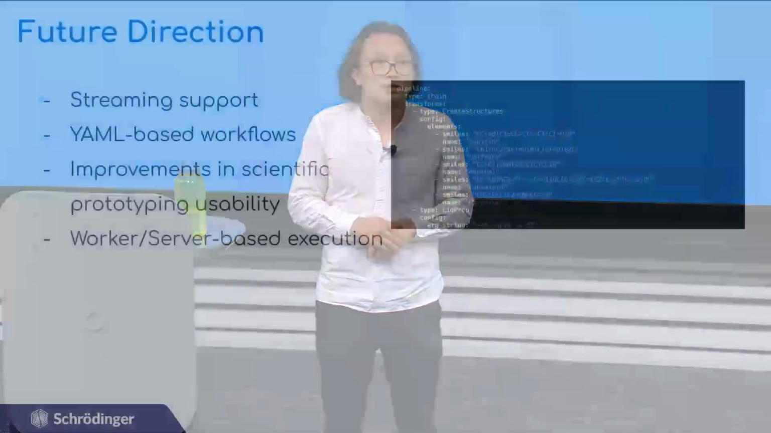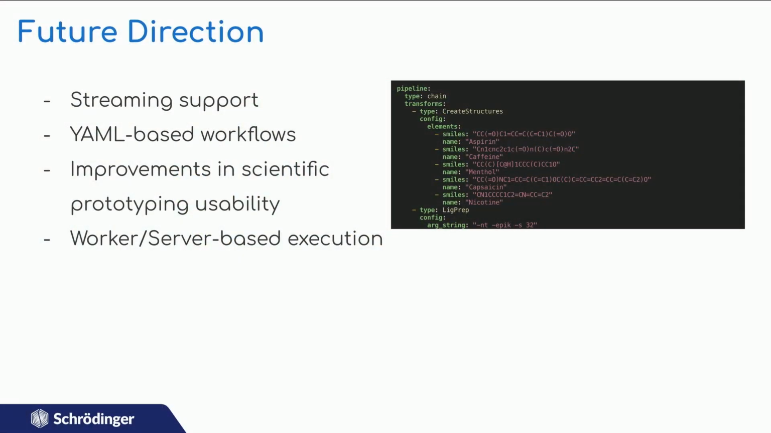So, future direction. The Beam runner that we wrote is just batch-based. In scientific computing, there's really not much latency concern. People are happy to wait a day. Some of our workflows take weeks. It's really not a big deal. So for ease of initial implementation, we just implemented batch-based, but we'll probably implement streaming support later.